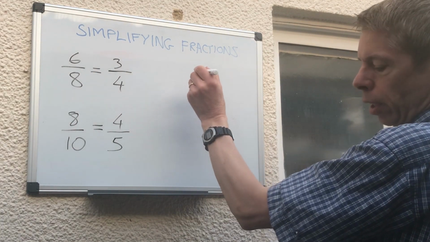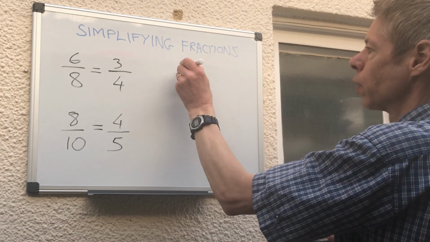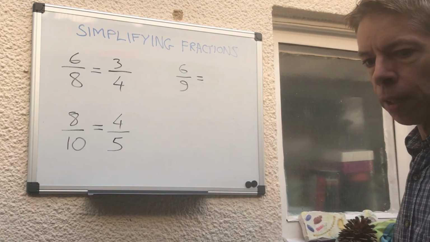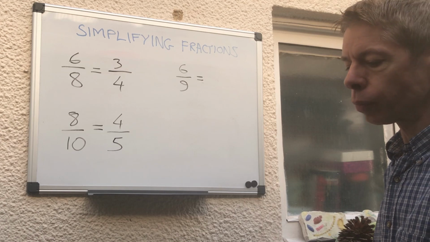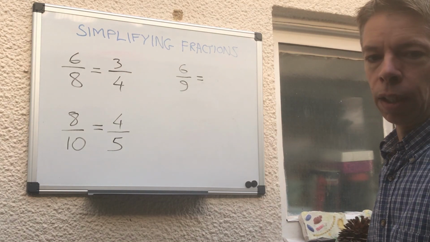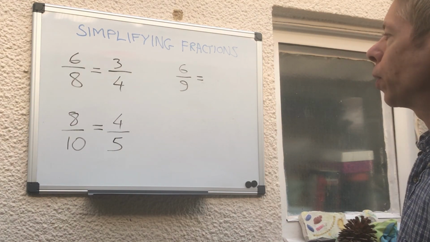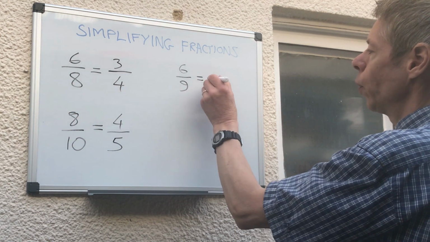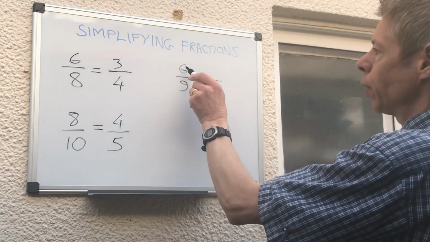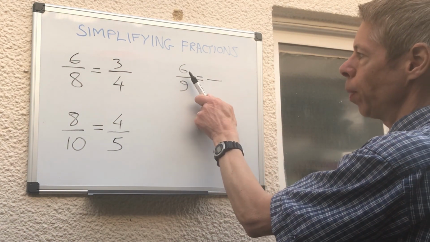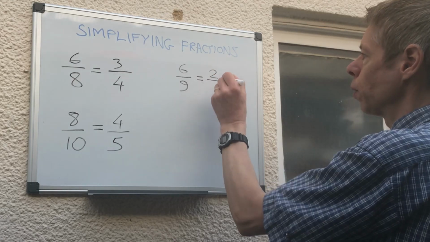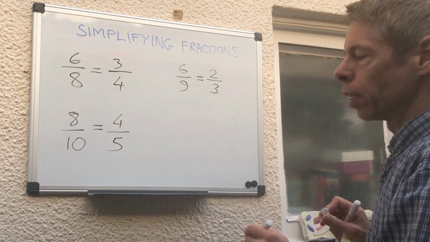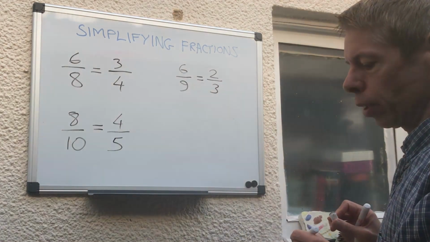Right, next one is 6/9. Right, so have a go at that one. Right, these are not both in the 2 times table, but they're both in the 3. So we're going to divide by 3. Whatever we do to the top, we're going to do to the bottom. We divide the top by 3, which will give us 2. We divide the bottom by 3, which will give us 3. So 6/9 simplified will become 2/3.